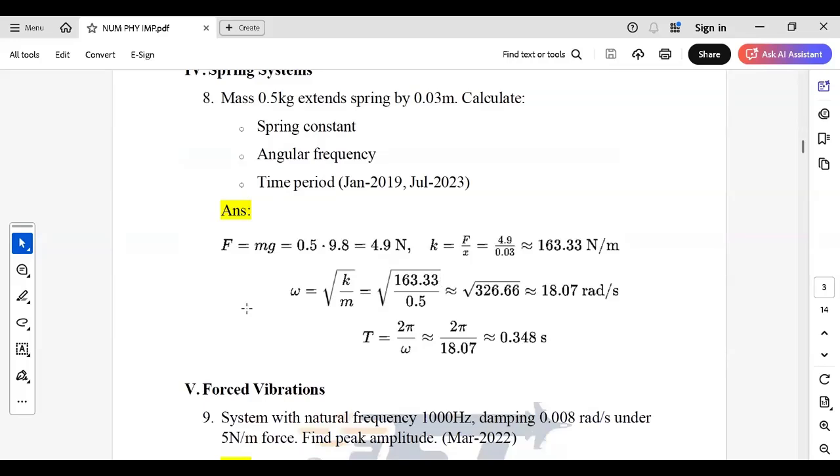Okay, that is the spring constant. Now angular frequency omega. You know that omega is equal to root over K by M. Substitute the value of K, and M is already given as 0.5. You get 18.07 radians per second. Next, time period T is equal to 2 pi by omega. You will get the answer as 0.348 seconds.